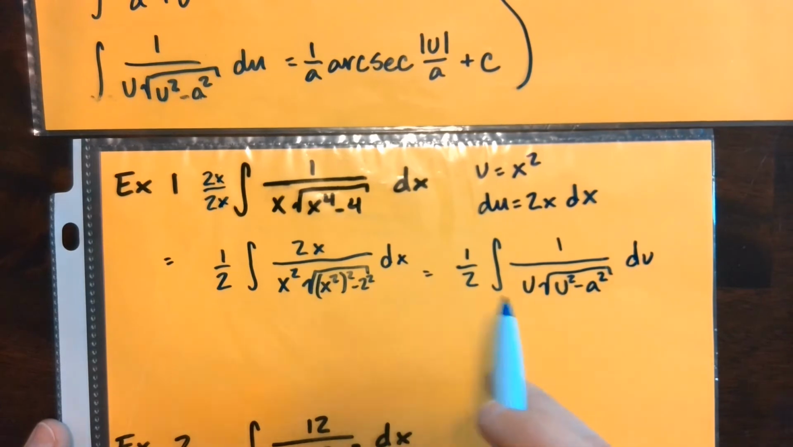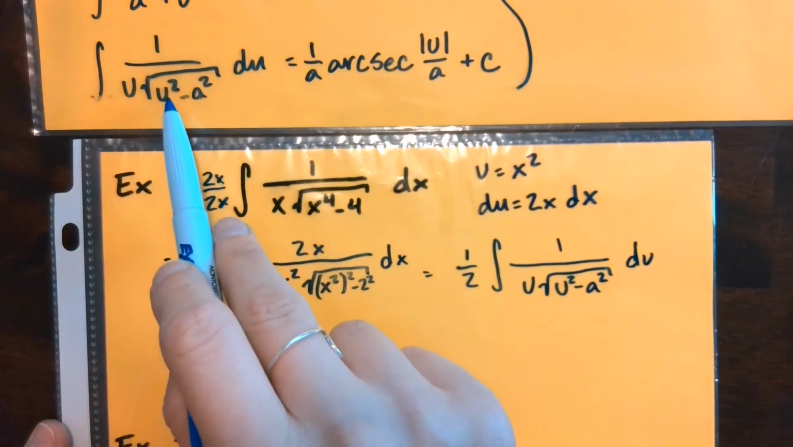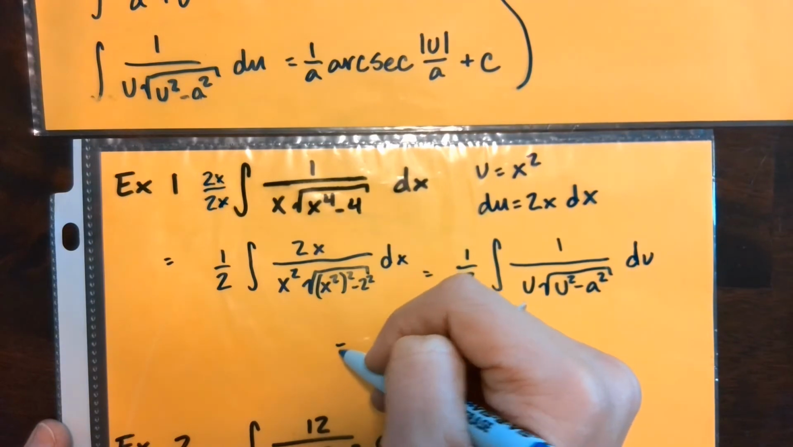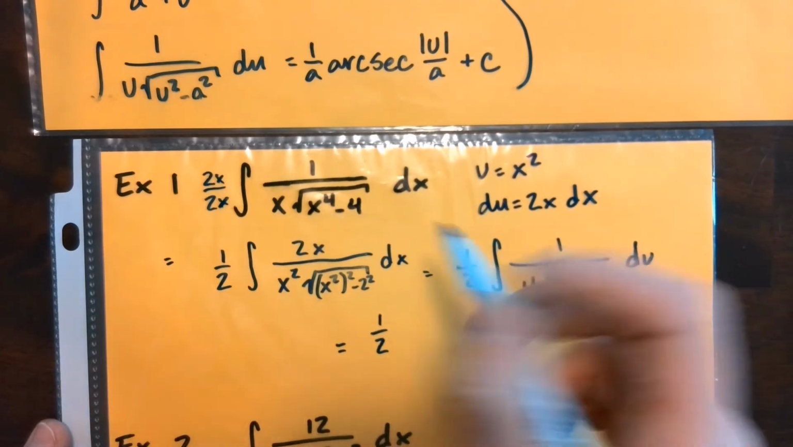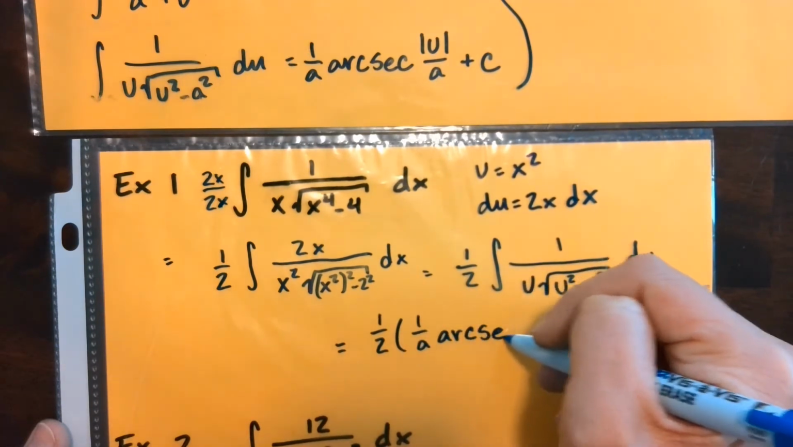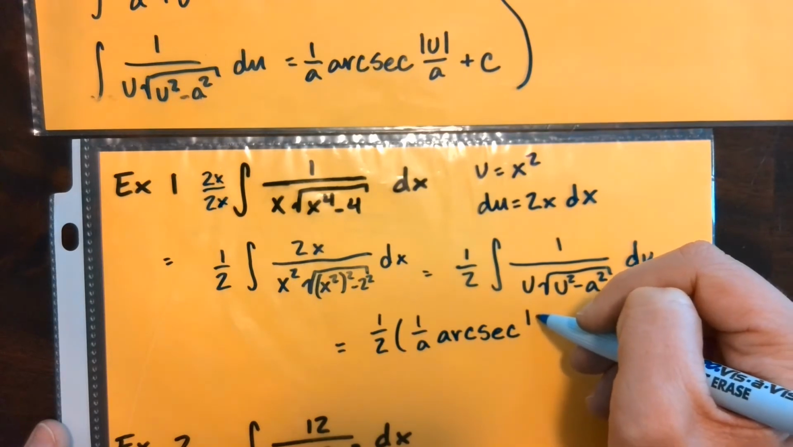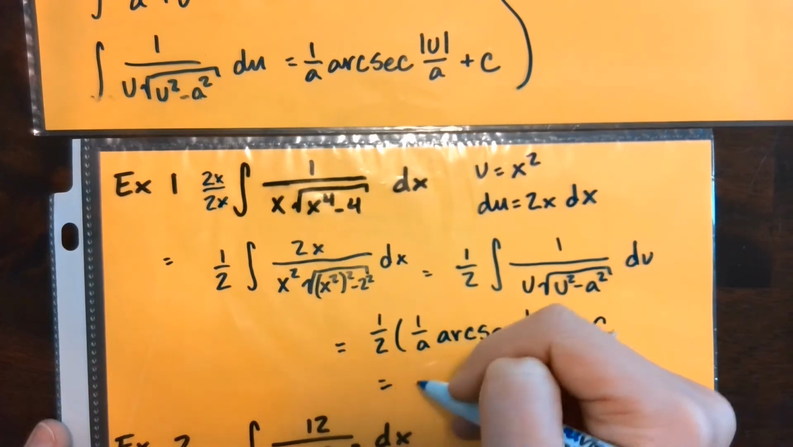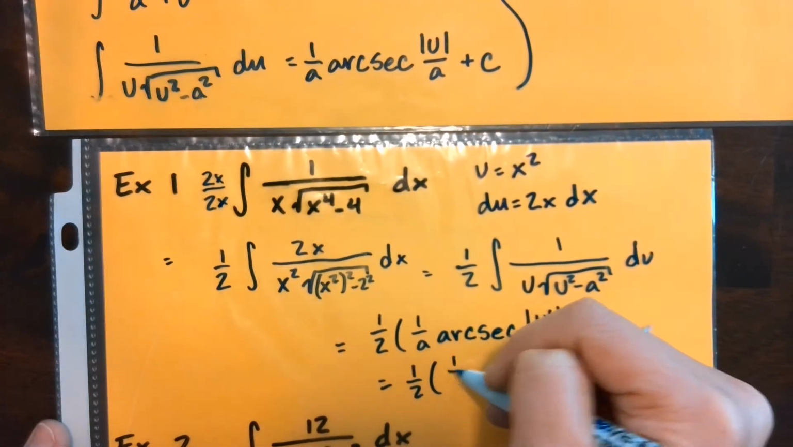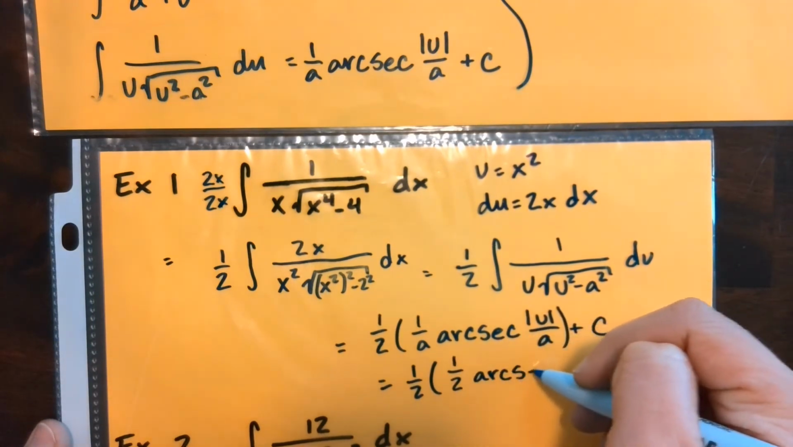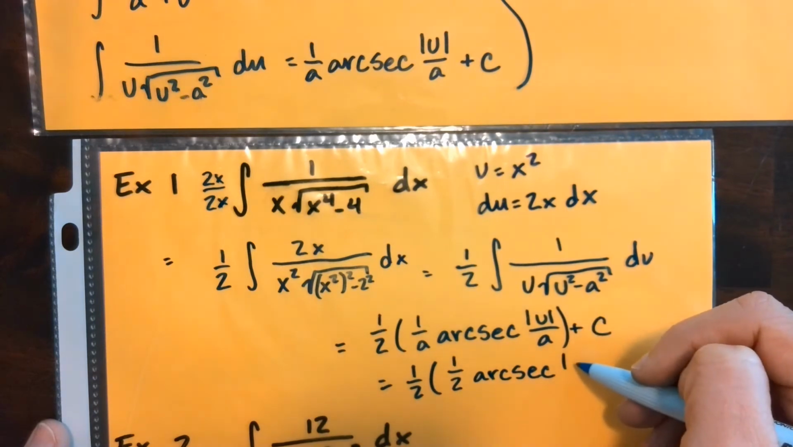So now when I'm taking the integral, I'm following exactly what this does. I've got my u on the outside, my radical u squared minus a squared. And so now I can go ahead and take the integral, and I'm going to have that 1/2 on the outside of all of it. So I've got my 1/2 times 1 over a arc secant absolute value of u over a plus c. And then I just want to replace my a and my u with what they were. So my a was a 2. My u was an x squared.